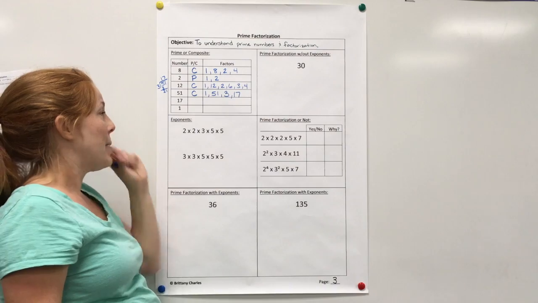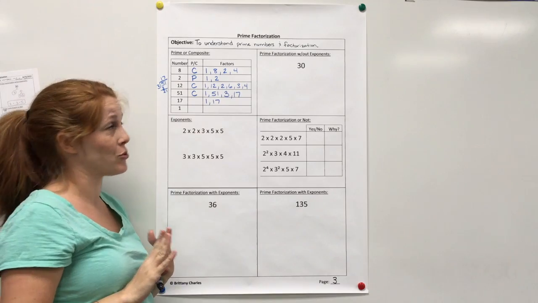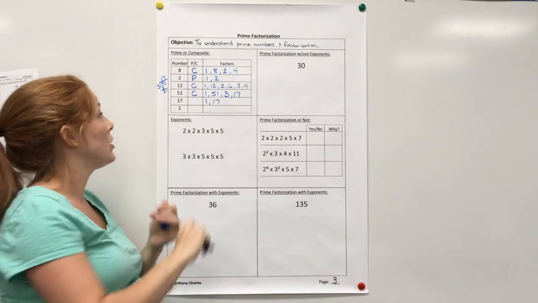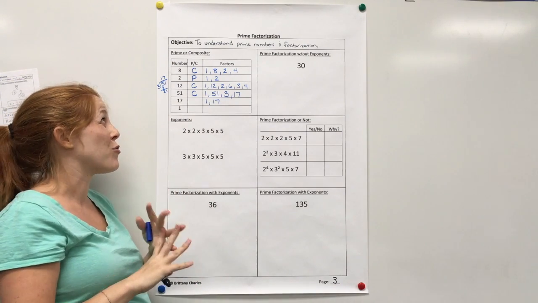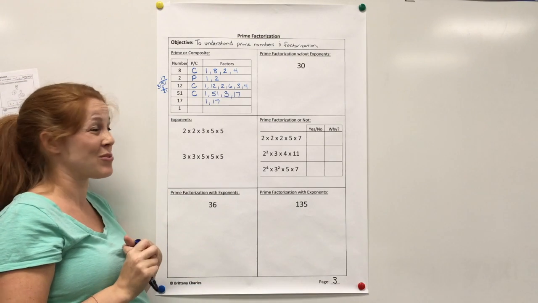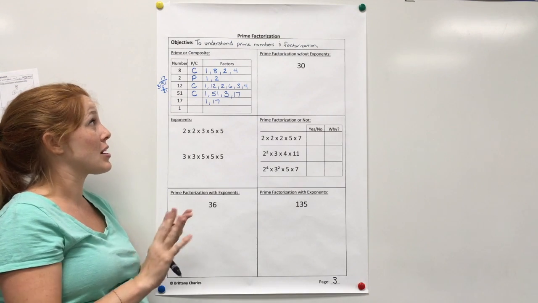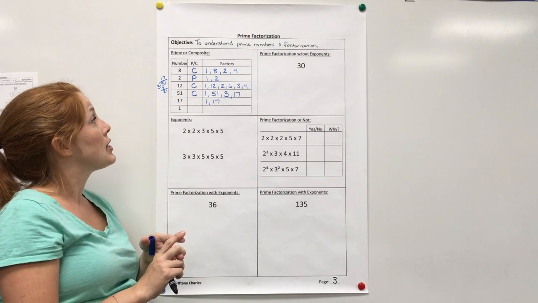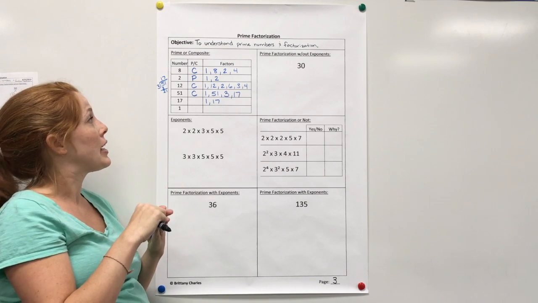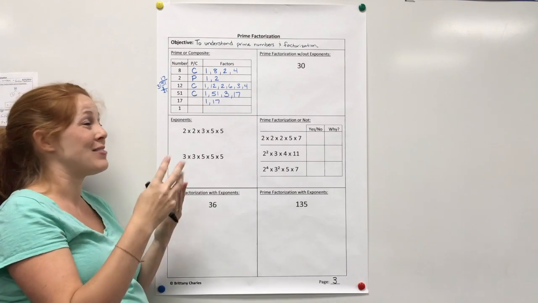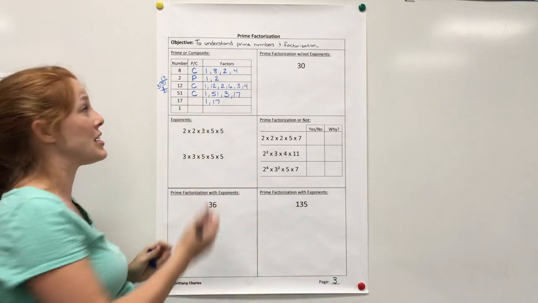All right, 17. Well, I know 1 and 17. Now I need to run through my divisibility rules. It's not even, so 2 is not going to work. 7 plus 1 is 8, and that's not divisible by 3, so 3 is not going to work. Well, 4 times 4 is 16, so I know 4 won't work. Let's see, 5 doesn't end in a 5 or 0. 6 is not going to work because 2 didn't work and 3 didn't work. 7, 14, 21, nope. 8, 16, nope. And 9, 18, nope. 10, definitely not because it doesn't end in 0, so I'm done. The only factors are 1 and 17, so this is prime.